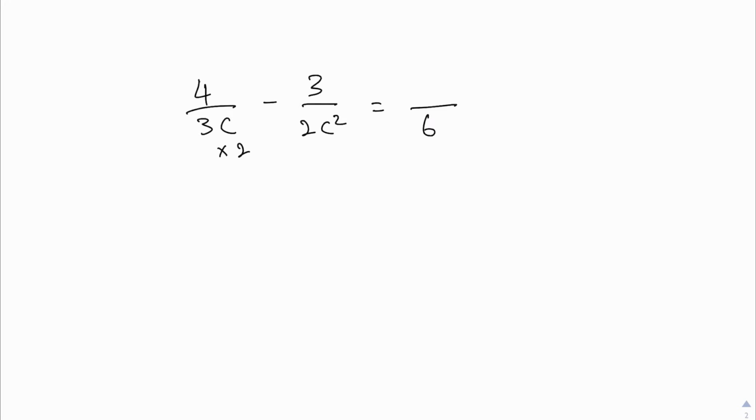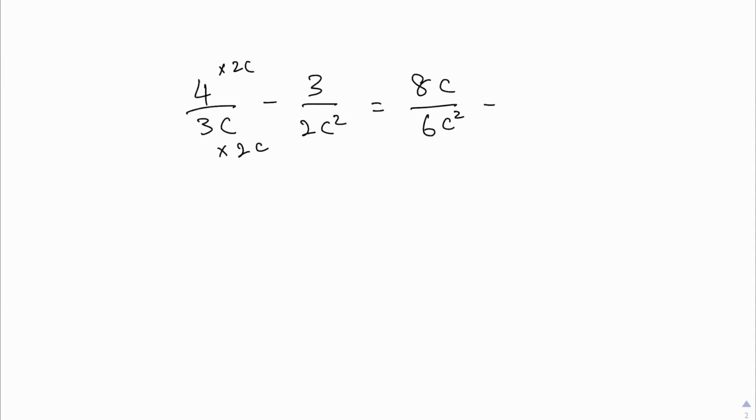And see that in the second term, you have a c squared. So I'm just lacking a single c in the first term. So I will want to multiply by a c also in the first term. So I'll do the same thing to the numerator. So after I multiply, I will have 8c in the numerator, and I will have a 6c squared in the denominator for the first term.